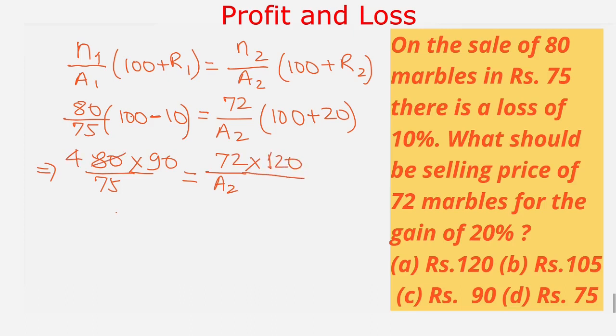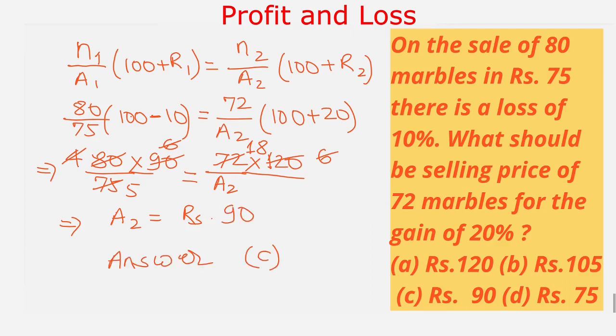20 cancels 80 for 4 times and 120 for 6 times. 15 cancels 90 for 6 times and 75 for 5 times. 6 on left hand side is cancelled with 6 of right hand side. 4 cancels 72 for 18 times. Now by cross multiplication, A2 equal to 18 times 5 is 90. That is A2 equal to rupees 90. And from the given options, our answer is option C.